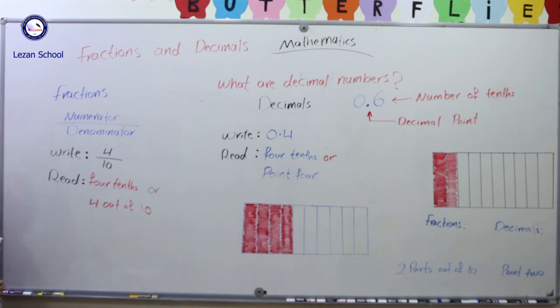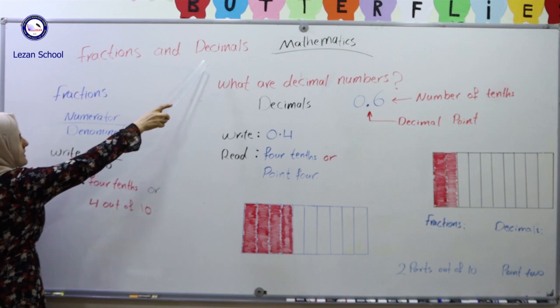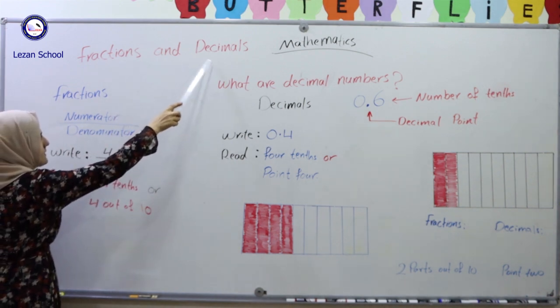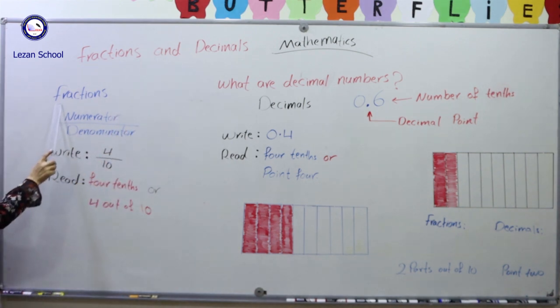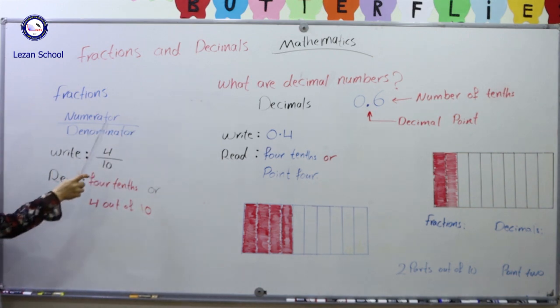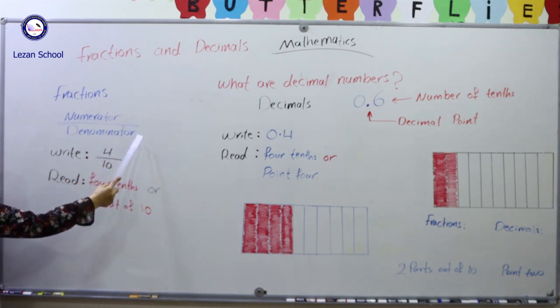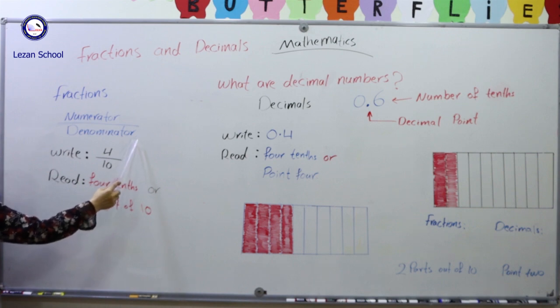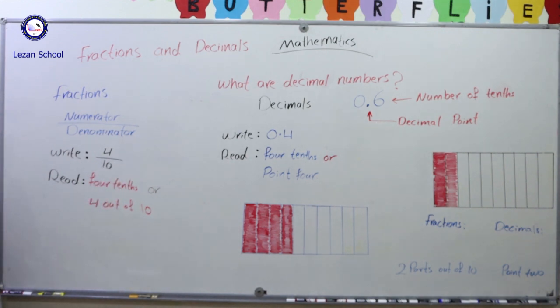Today we are going to study fractions and decimals. In fractions we have a numerator and a denominator. The top number is the numerator. The bottom number is the denominator. Here we have this example.